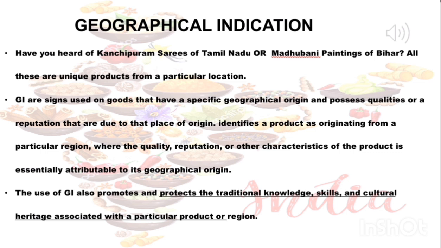Have you heard about Kanchipuram saris of Tamil Nadu or Madhubani paintings of Bihar? All of these are unique products from a particular location. This is termed as geographical indication, which is a type of IPR.